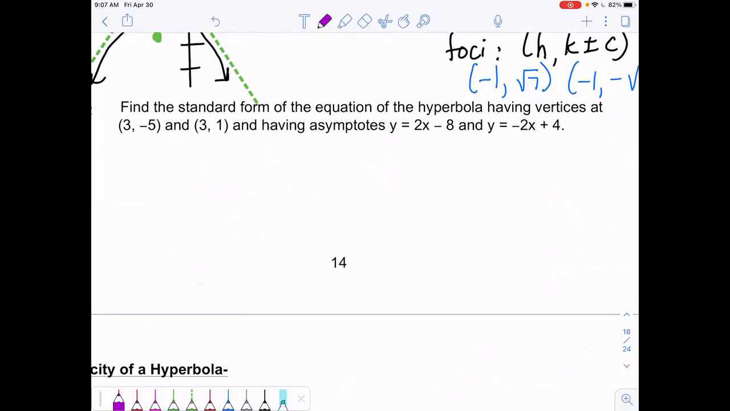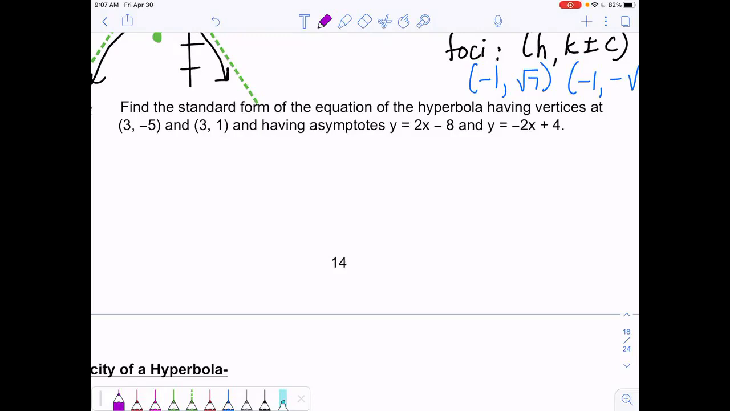Notice the slope is the same. One is positive, one is negative. And that's going to happen. So the slope will be the same. They will still meet. And where they meet would be the center of your graph. So the location of where those two lines are meeting is the center of the graph.